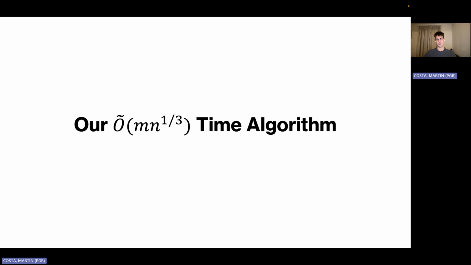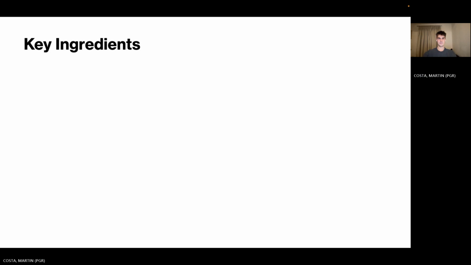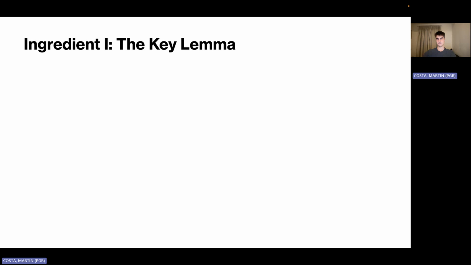Okay, so for the rest of the talk, I'm going to sketch the proof of this mn^(1/3) time algorithm. At various places, I'll make some simplifying assumptions in order to make some technicalities simpler. In particular, I'll assume that the graph is near regular and bipartite for simplicity, although with a bit of extra technical detail, you're able to overcome these assumptions. Our algorithm basically consists of two key ingredients.